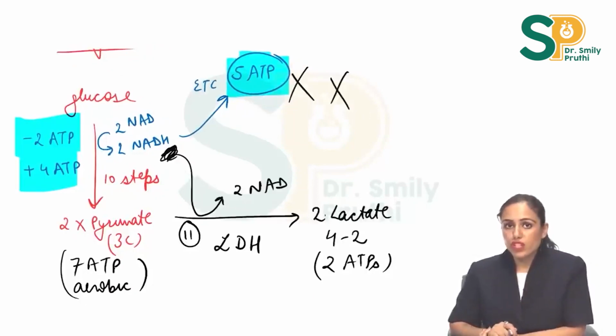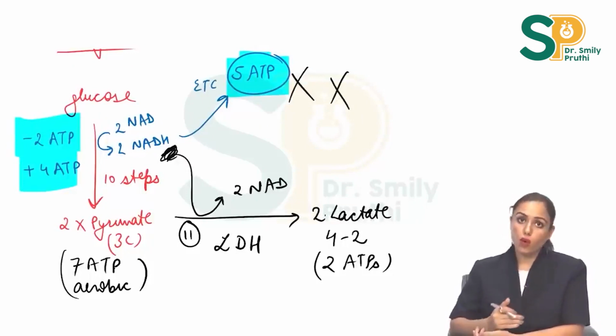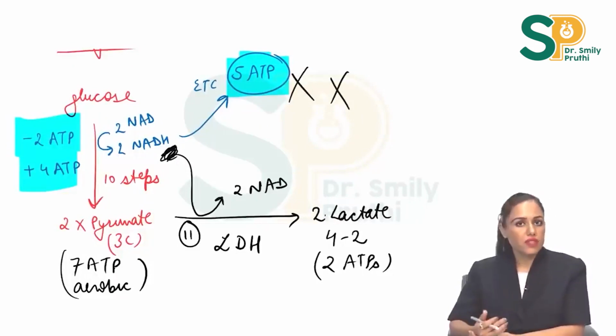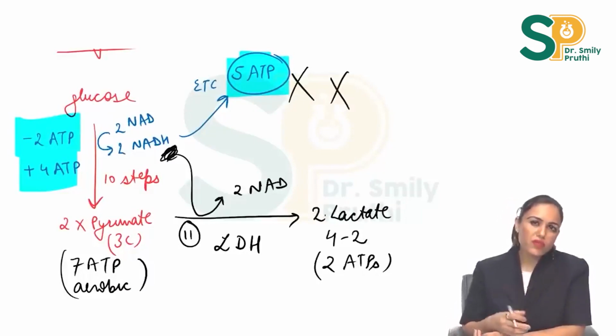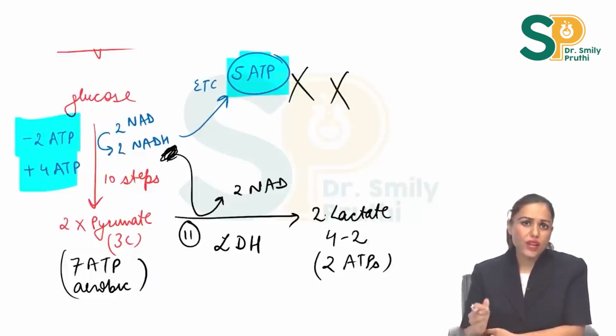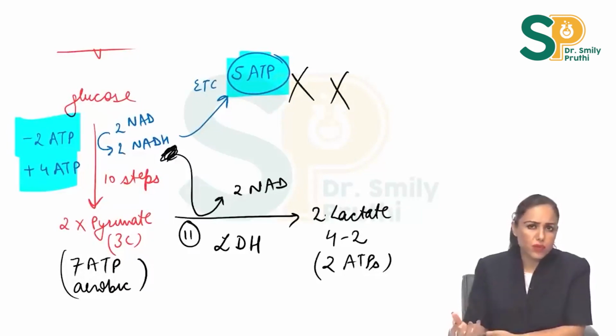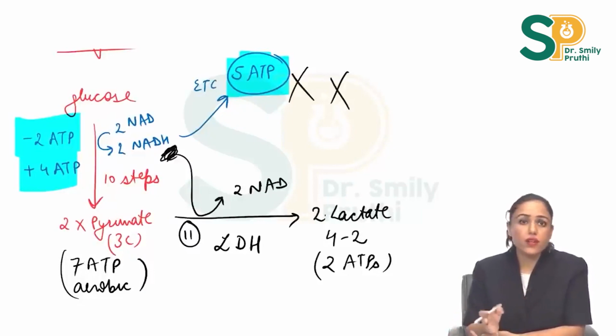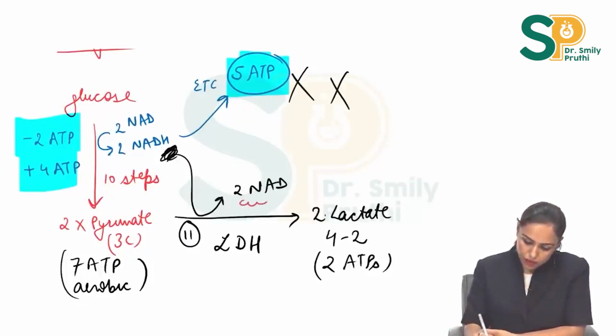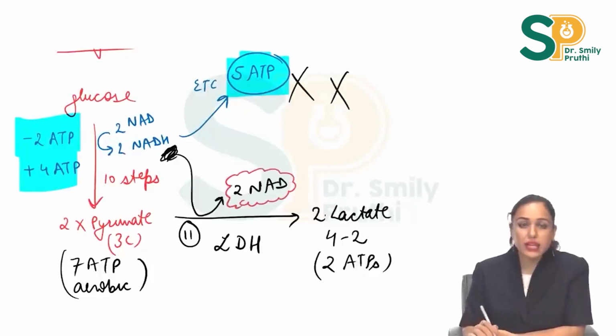Now one very important question is asked. You can note here that there are 10 steps in aerobic glycolysis, but there are 11 steps in case of anaerobic glycolysis. So they can ask you what is the purpose of this extra step of anaerobic glycolysis? Is the purpose formation of lactate? No, lactate is just the side product. It is just the dead end of glycolysis. That is not the purpose of this step. In fact, the purpose of this step is formation of this NAD.